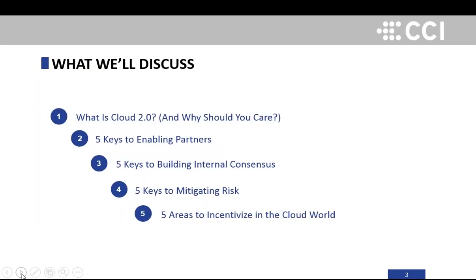To give you a brief look at what we're going to discuss today, we're going to talk about what is Cloud 2.0. First, give you some definitions. We're going to have a whole series of different 5 keys that we have around enabling partners, building internal consensus, mitigating risk, and areas that you can incentivize your cloud channel in this new environment. So with that, I'm going to pass it over to Stephen Kellam, and we're going to get into this.